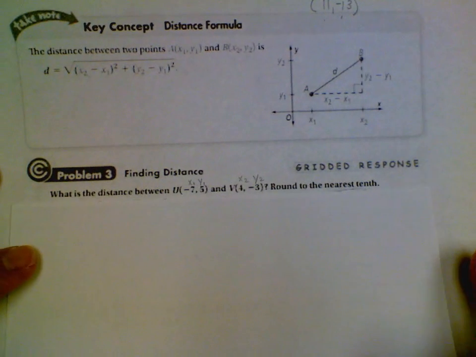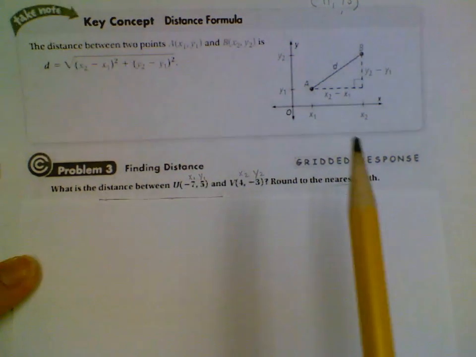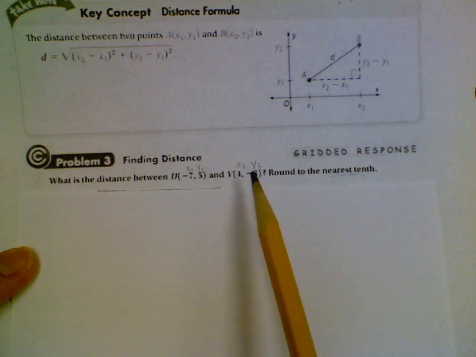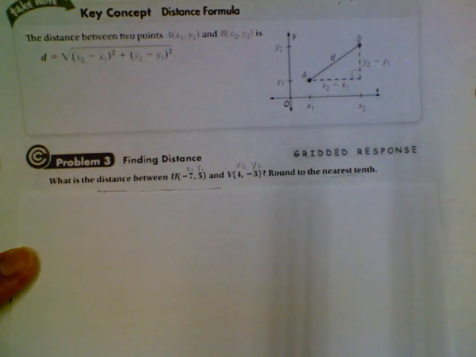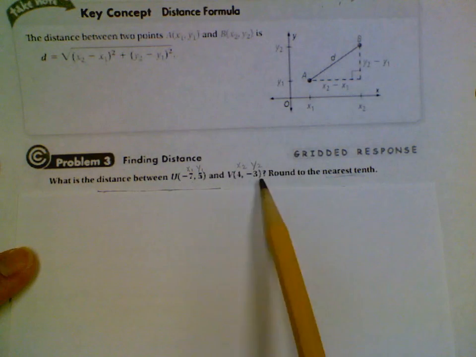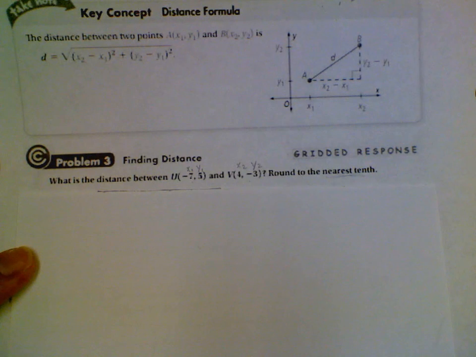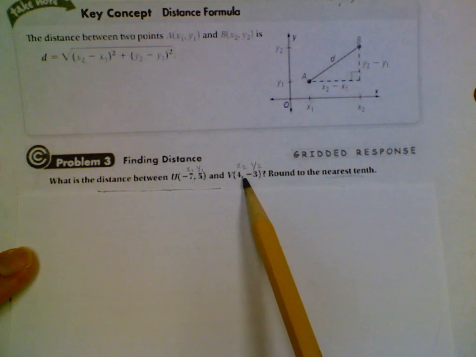I always get the question of, does it matter which one you set as the first point and which one you set as the second point? No, it does not matter. So if you reverse these, you should still get the same answers. So don't worry about which one you label as the ones and which one you label as the twos.